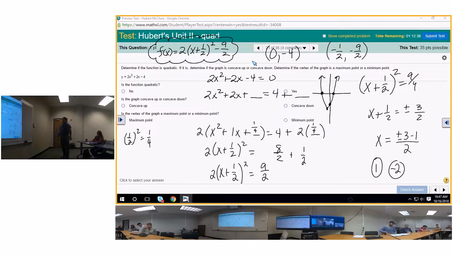So, I don't know what else they're going to ask you, but you can find everything else. What's the line of symmetry? Line of symmetry, x is equal to negative 1/2. What is the domain? All real numbers. What is the range? From negative 9/2 to infinity. Decreasing from negative infinity to negative 1/2, increasing from negative 1/2 to positive infinity.